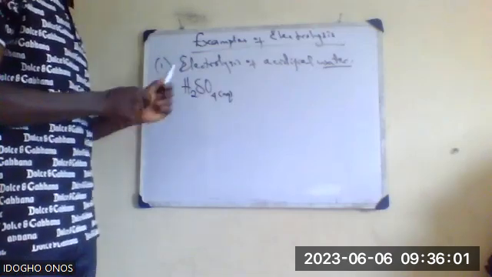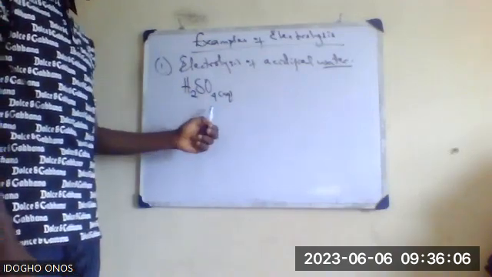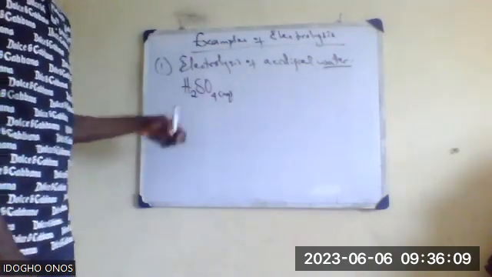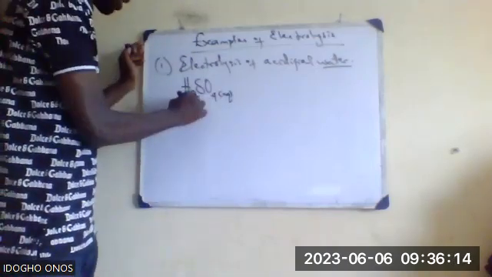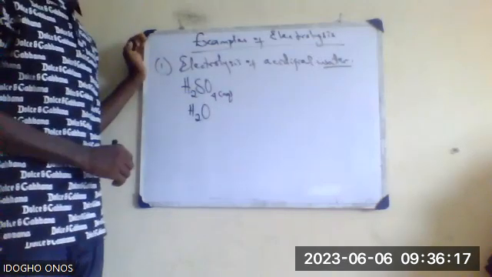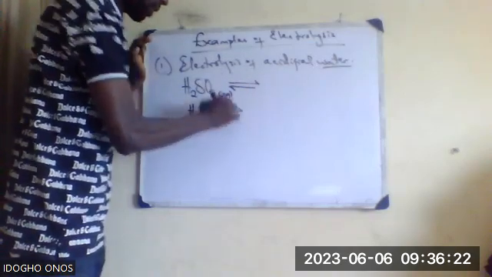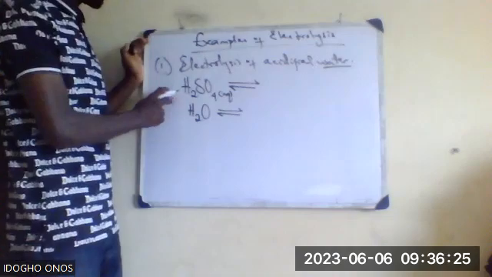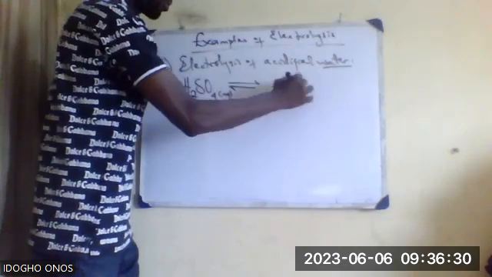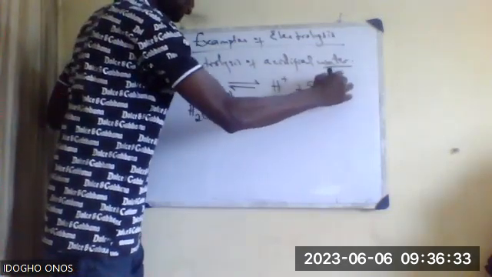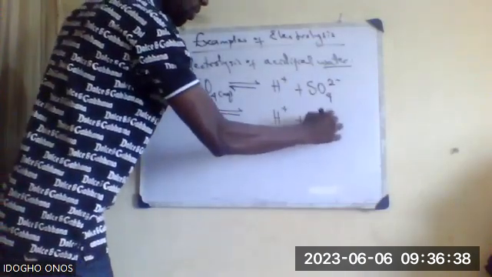Now, if I say electrolysis of acidified water and the water is dilute H2SO4, that means I have more water than the acid. And because it is aqueous, I'm going to also have H2O, which is liquid. Then this dissociates. The tetraoxosulfate 6 will dissociate to give me what? Who can try? This will be H+ and SO4 2-. Then this is H+ and OH-.